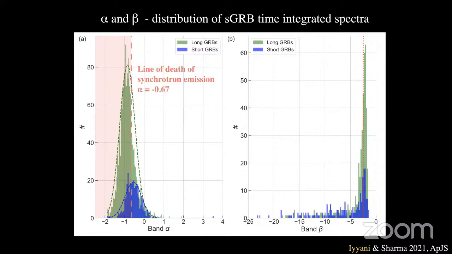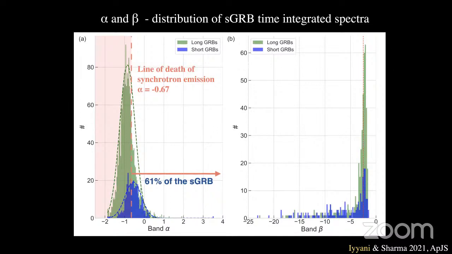This vertical dashed line is the line of death of synchrotron emission, which marks alpha equal to minus 0.67. So anything greater than minus 0.67 cannot be produced by a typical synchrotron scenario. So nearly 61% of the short GRB spectra in the sample observed by Fermi are actually inconsistent with synchrotron, and have a very hard low energy power law index.